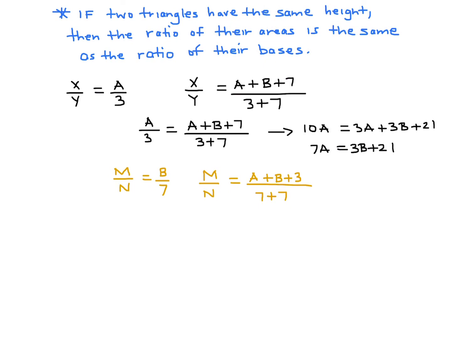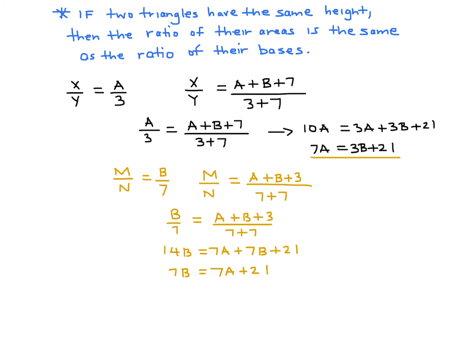So now, just as before, we set these equal to each other, and we can then figure out another equation. So cross multiplying, we get 14B is equal to 7A plus 7B plus 21. And this looks like 7B is equal to 7A plus 21, like that. And there you go. We've got our two equations. We've got this equation and we've got that equation.